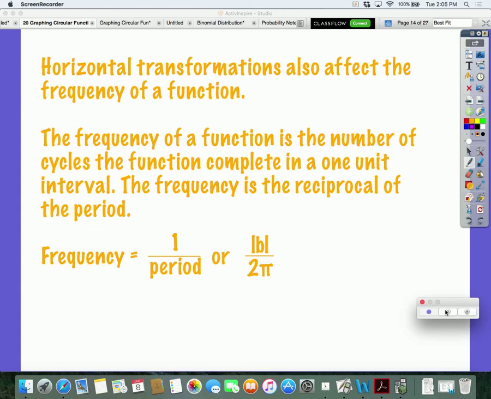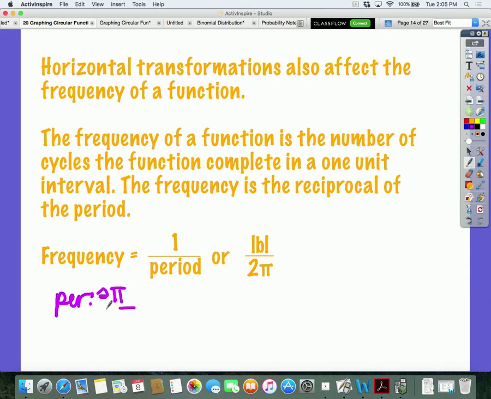Now, horizontal transformations also affect the frequency of the function. And the frequency of a function is the number of cycles the function completes in a 1-unit interval. The frequency is the reciprocal of the period. And if you recall, the period formula was 2 pi over the absolute value of b. So the reciprocal of that would just be to flip it: the absolute value of b over 2 pi. And this is used a lot with word problems, such as sine waves and things of that nature. That's physics, basically.